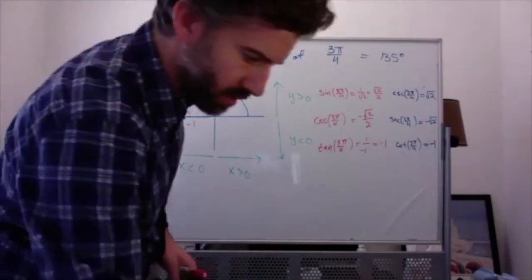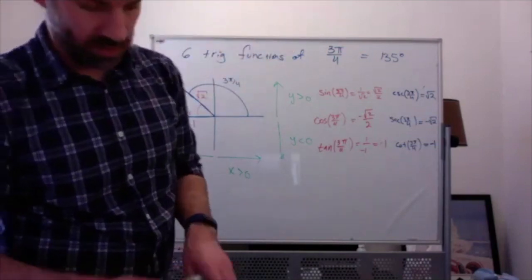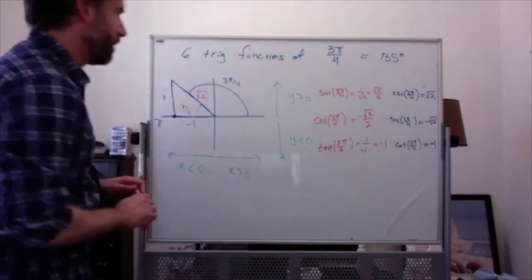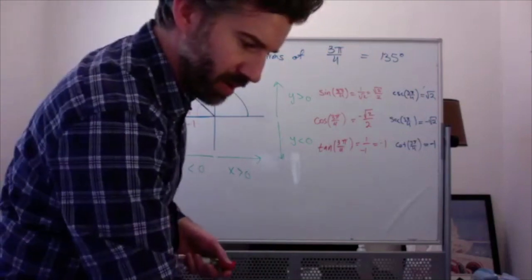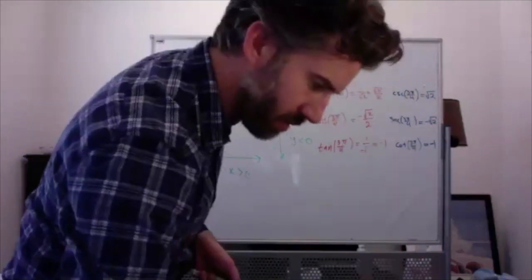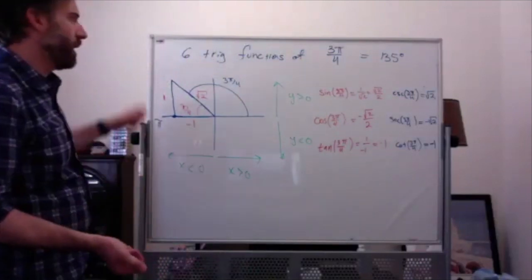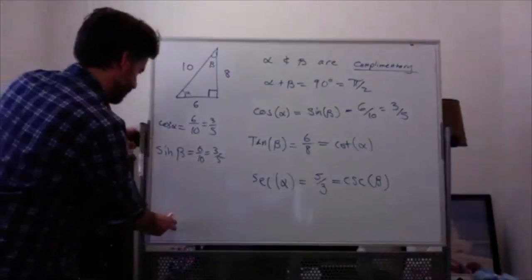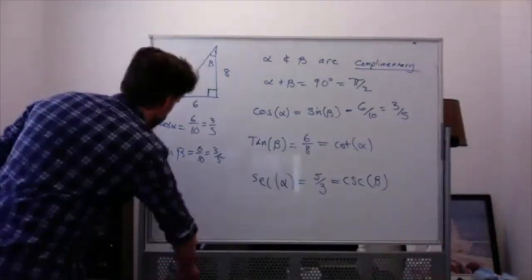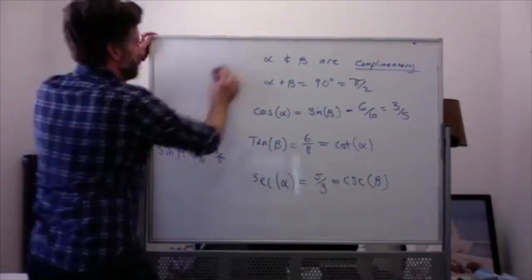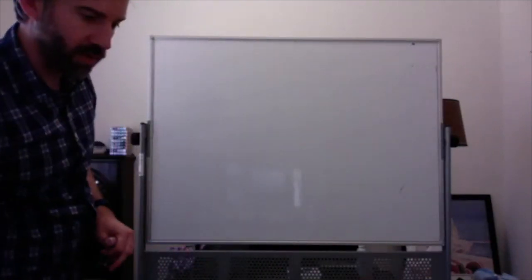All right. So let's look at a few more examples. I'm going to maybe come back to that one in a second. So let's do the same sort of thing for the trig functions of 4 pi over 3.